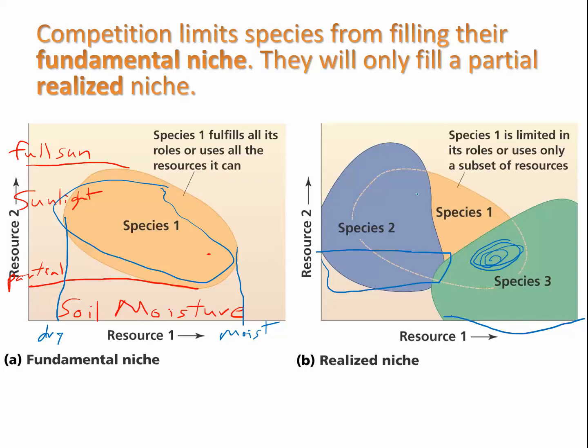So I'm going to try to go back to red here. So now species 1 is getting boxed into a smaller range of sunlight, this range here, and a smaller range of moisture, because species 2 and species 3 are better at thriving under those other conditions. Okay, this is an example where it has a smaller realized niche than what it had over here without competition. And a smaller niche is going to result in a smaller population size for that species.